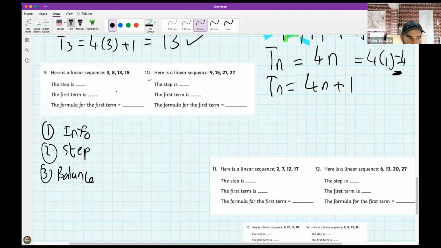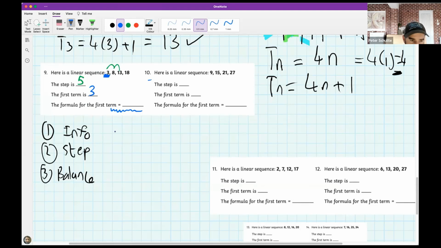Step 1 is get the info. In this case, in question 9, the sequence is going up in 5s, so the step size is 5. The first term is 3. How do I know it's 3? Because this sequence starts with 3. And now I need to work out the formula for this sequence.